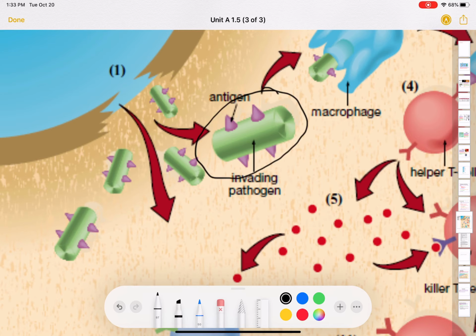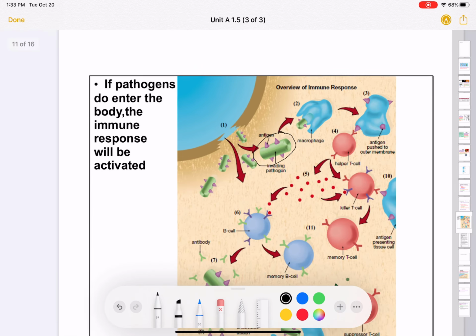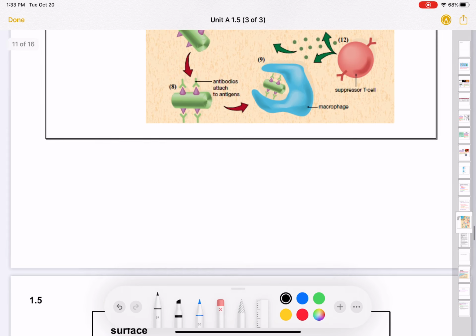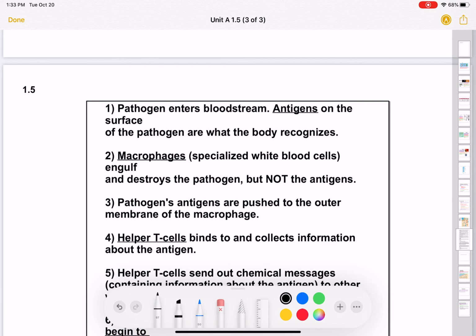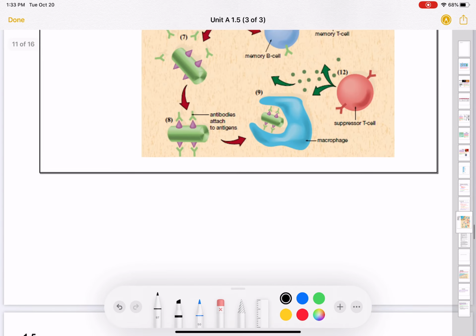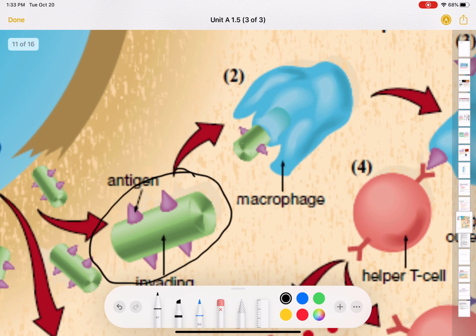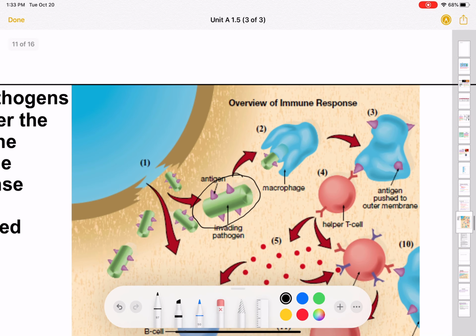So those antigens, these little spikes on it, are what the body is going to detect. So that little green part, whatever. But those antigens are what the body's going to detect, chemically detect, basically, to figure out what is there. Number 2, it says a macrophage, which is a specialized white blood cell, engulfs and destroys the pathogen, but not the antigen. So the second thing here, it eats all that green stuff. A macrophage is something that will basically get rid of the host and just keep the antigens.